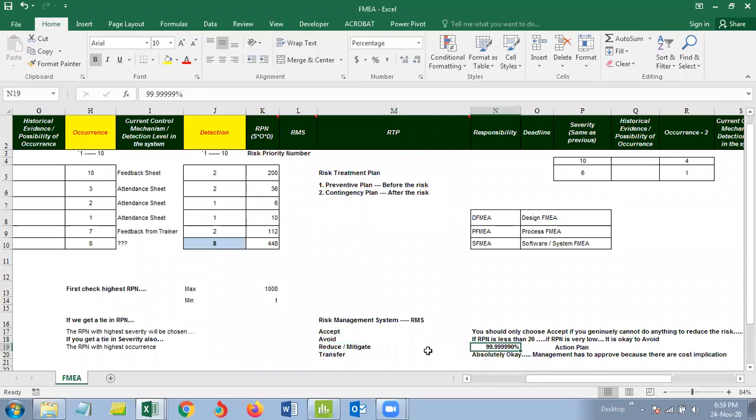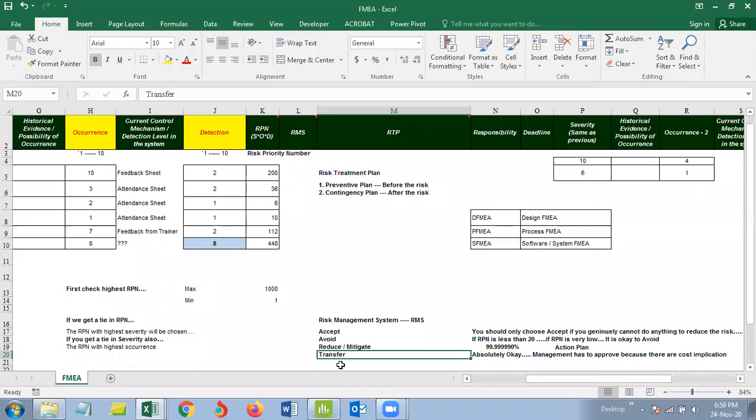99.99% of the time, in the risk register, you will see reduce, because you want to reduce the risk. You don't want to keep the risk as it is. You want to reduce it. So generally, you will see reduce only. But you can also choose transfer. Transfer is absolutely okay, but it comes with a cost. If your management is okay with the cost, you can transfer the risk.